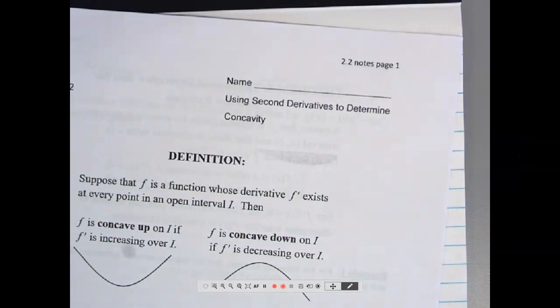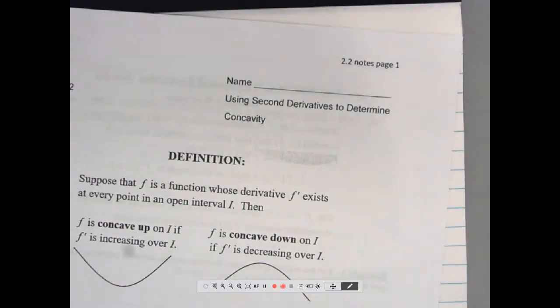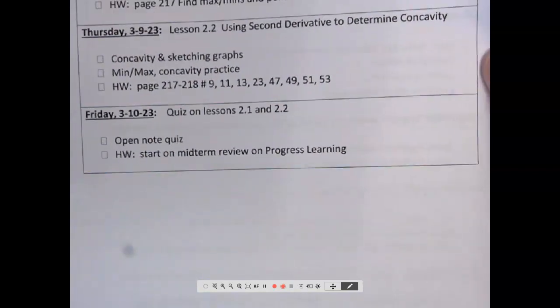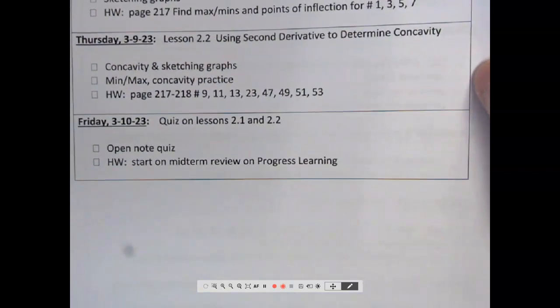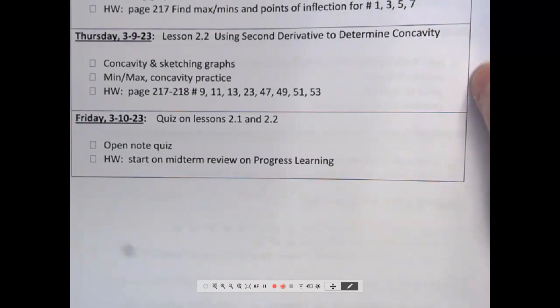Okay, so we're talking about lesson 2-2. And like I said, we're going to talk about this one today and tomorrow. And then on Friday, remember that we do have a quiz on lessons 2-1 and 2-2. So what we just talked about today, and then we'll talk about today and tomorrow.